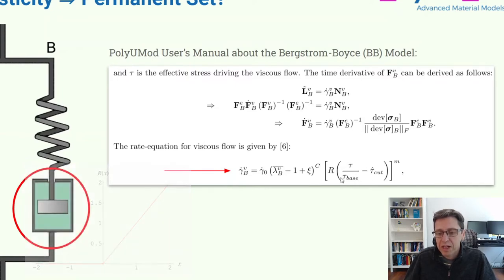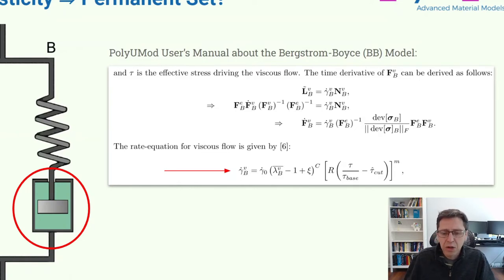And that's useful here because, as you can see, there's a tau cut variable here, saying that when the shear stress divided by some flow resistance is less than some critical value, this will be negative, and then the ramp function will be 0, and therefore the viscoelastic deformation rate will be 0 too.